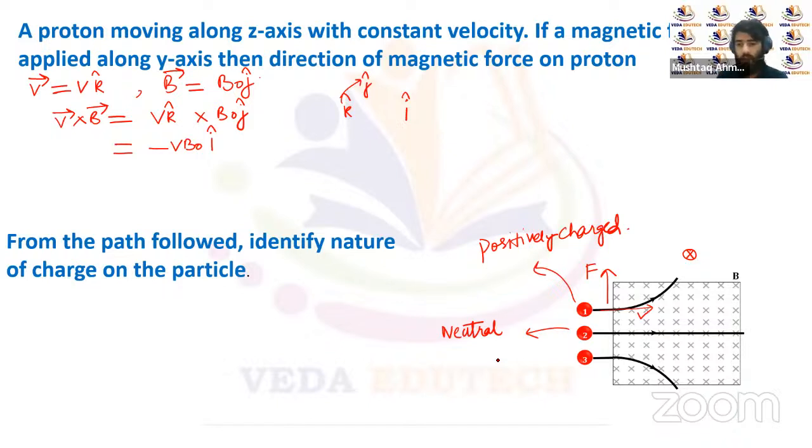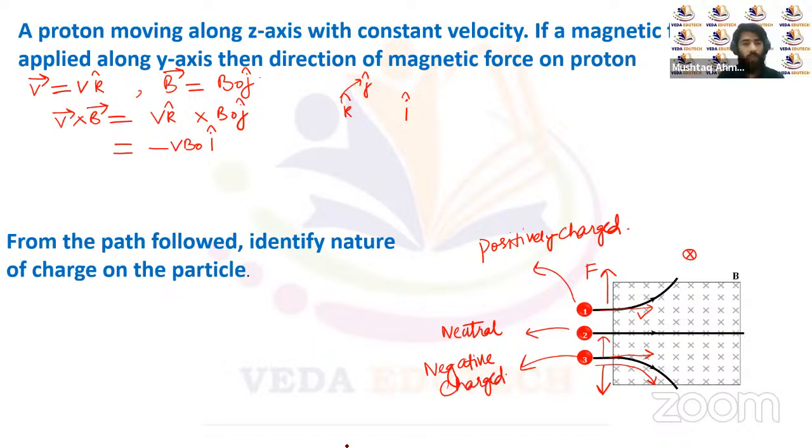And talking about the particle 3, since this particle 3 is moving, the velocity vector is along this direction. If this particle is a positively charged particle, then the force on this particle has to be along the vertically upward direction. But this third particle is actually deflecting along this curve. It means that it's only possible if the force acting is along the downward direction, and that is only possible when the charge on this third particle is a negative charge. The charge on this third particle has to be a negative charge.